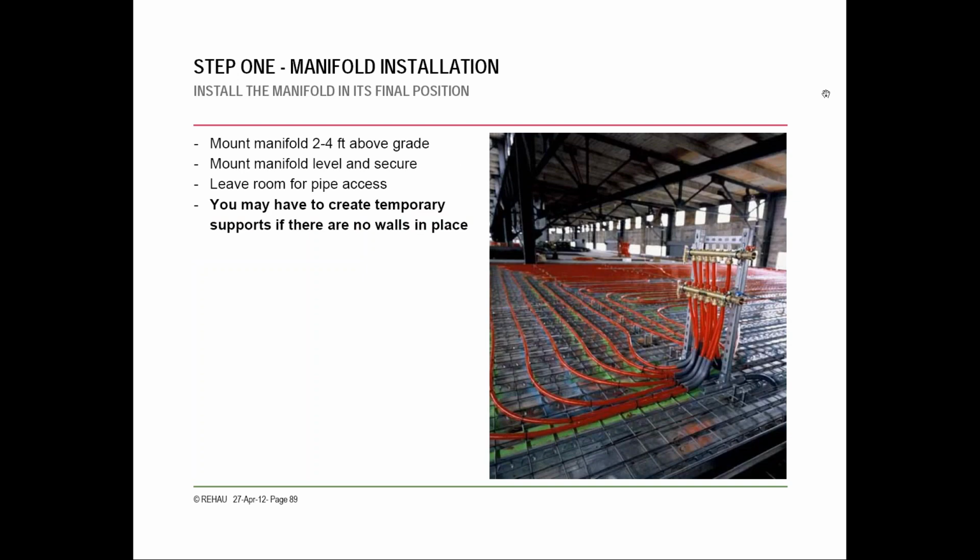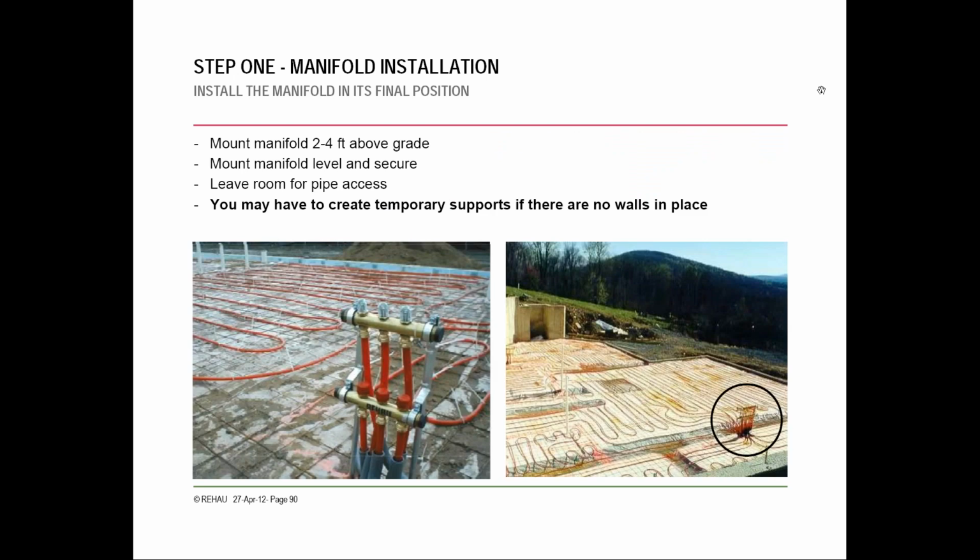Step one is definitely to locate the manifold, because you're going to run all the tube from here. If you're obviously putting it in a commercial space that's not fully built yet, you can build a temporary structure for it. But definitely step one is to locate the manifold and install it, and then you can start running the pipe from there.